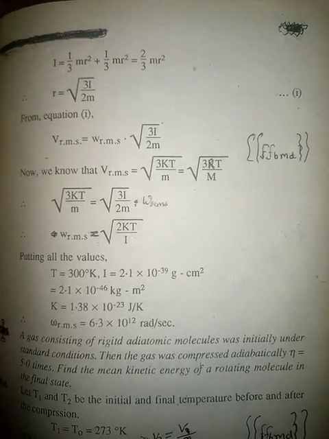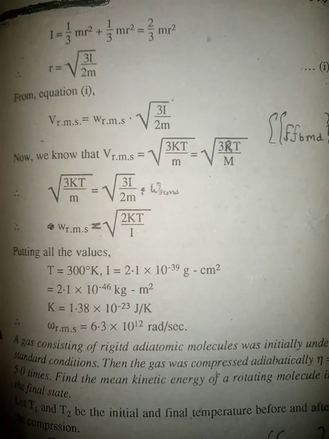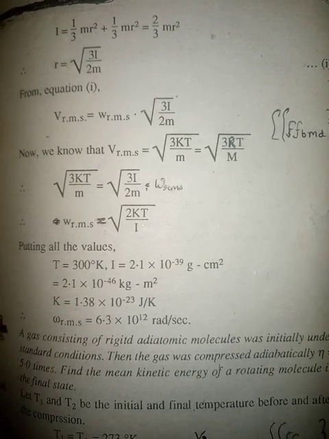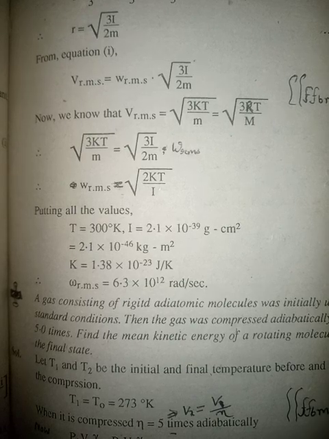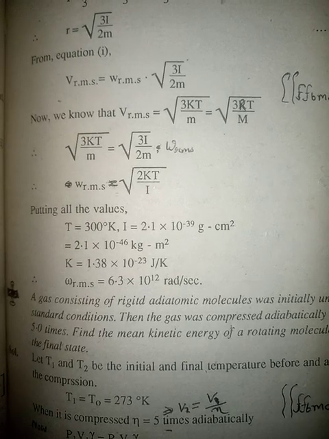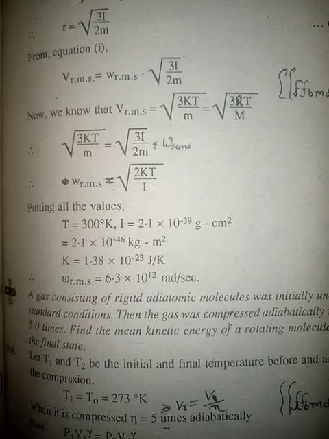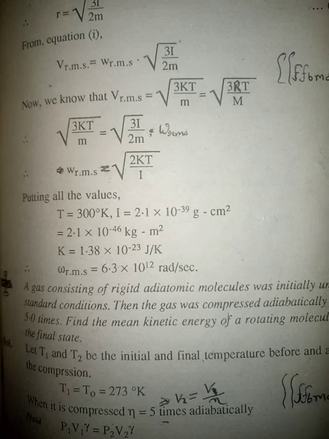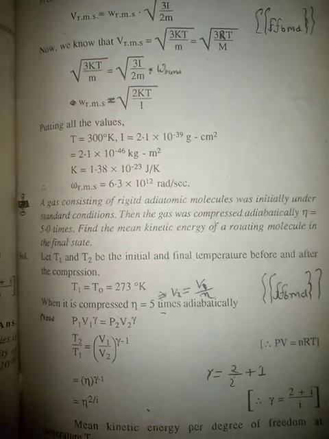Now we do know that Vrms equals under root 3kT by m, or under root 3RT by M. Hence under root 3kT by m equals under root 3I by 2m into omega rms. This implies omega rms equals under root 2kT by I. Putting all the values, we get omega rms equals 6.3 into 10 to the power 12 radian per second.